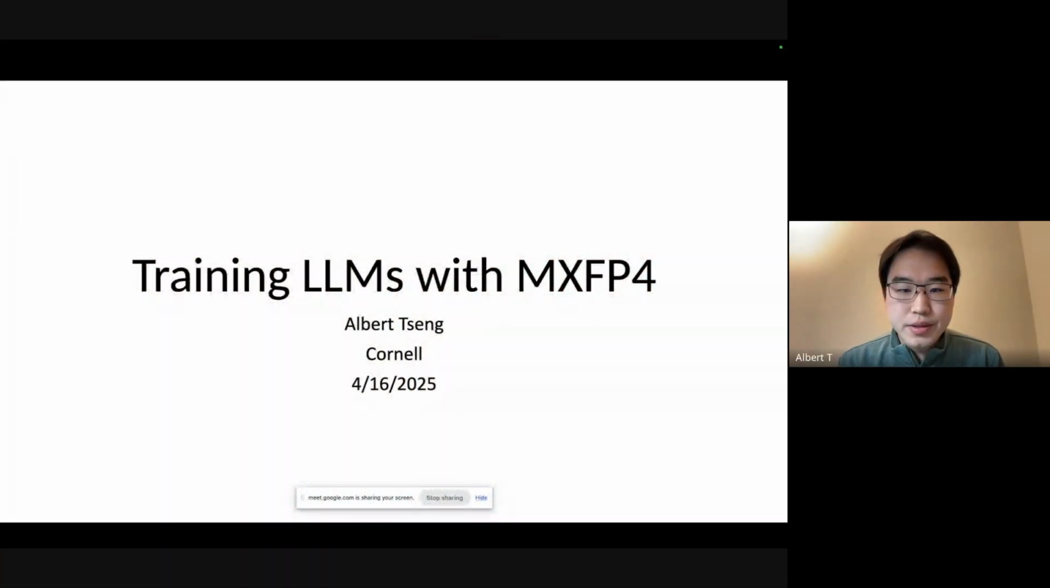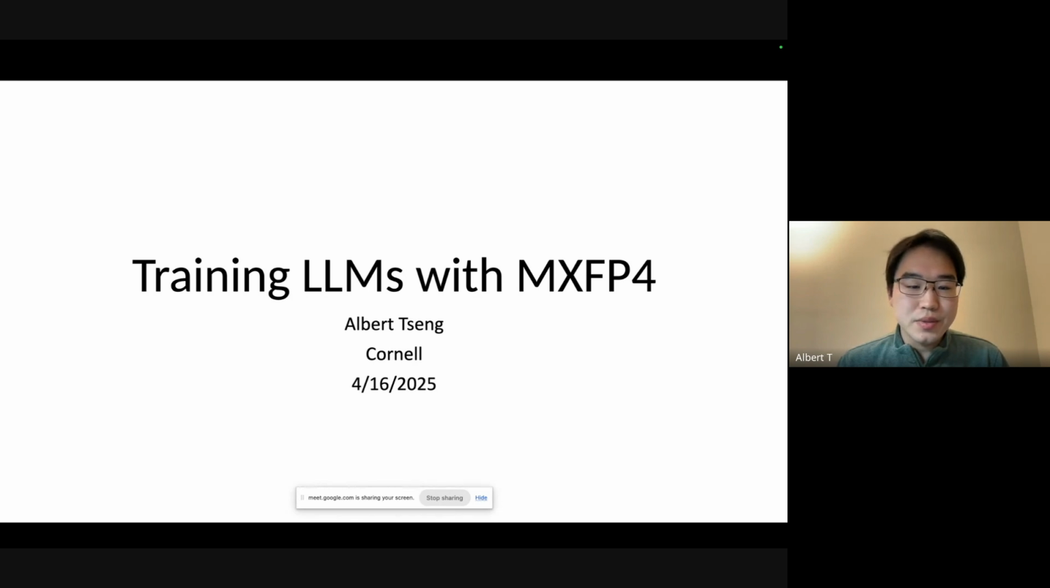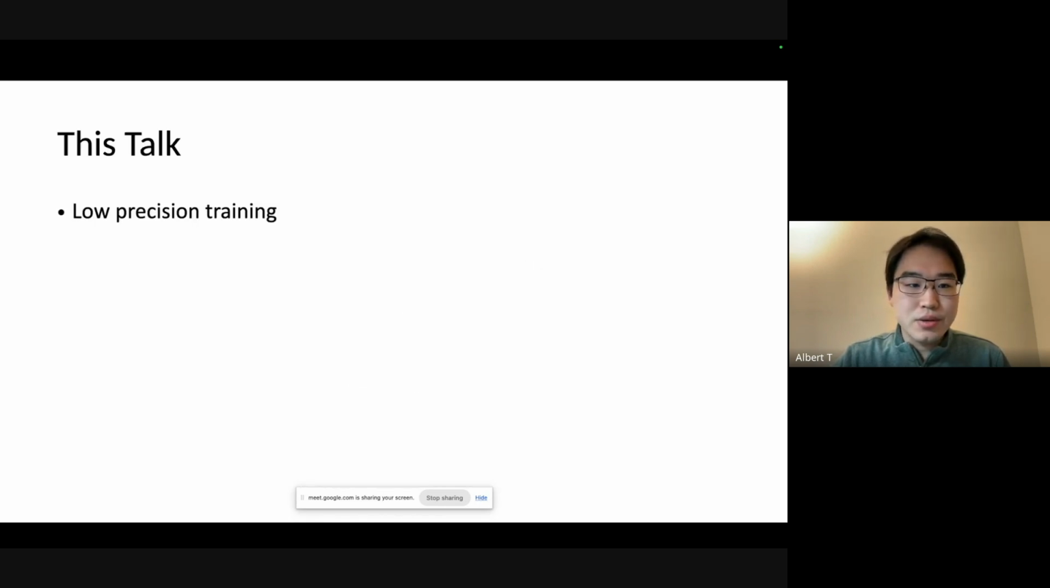The title of this talk is Training LLMs with MXFP4. The overview is, we have these hardware accelerators like the B200 and MI355X, and they're starting to support these FP4 matrix multiplications. So we'd like to take advantage of these when we have compute-bound workloads like training. In this talk, I'll go over what low precision training is, and then I'll talk about the MXFP4 data type and how we figured out how to train with MXFP4.